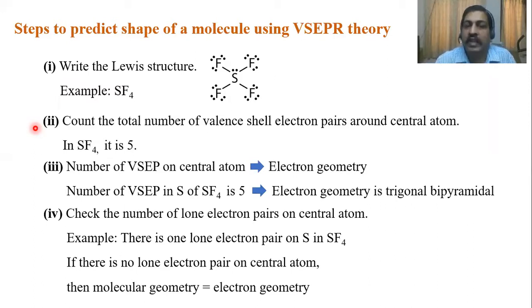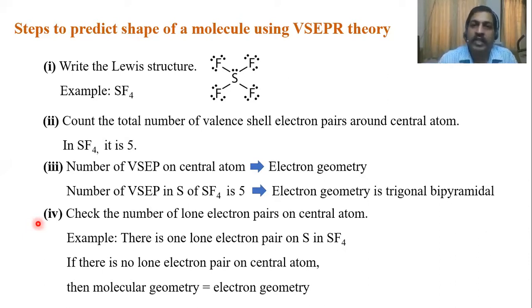Now this gives an idea about the electron geometry. So in the third step, infer the electron geometry from the number of valence shell electron pairs around the central atom. So in case of sulfur tetrafluoride, the number of valence shell electron pairs is 5, which indicates that the electron geometry is trigonal bipyramidal. Next, count the number of lone electron pairs on the central atom. So in sulfur tetrafluoride, there is one lone electron pair on sulfur atom.